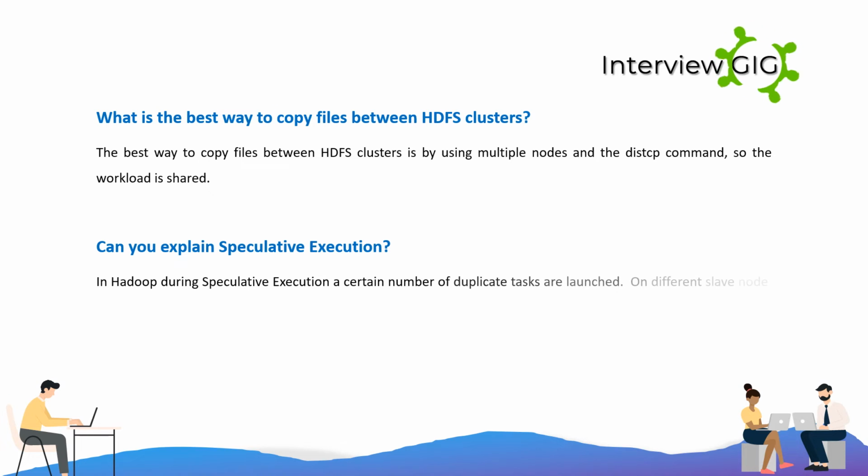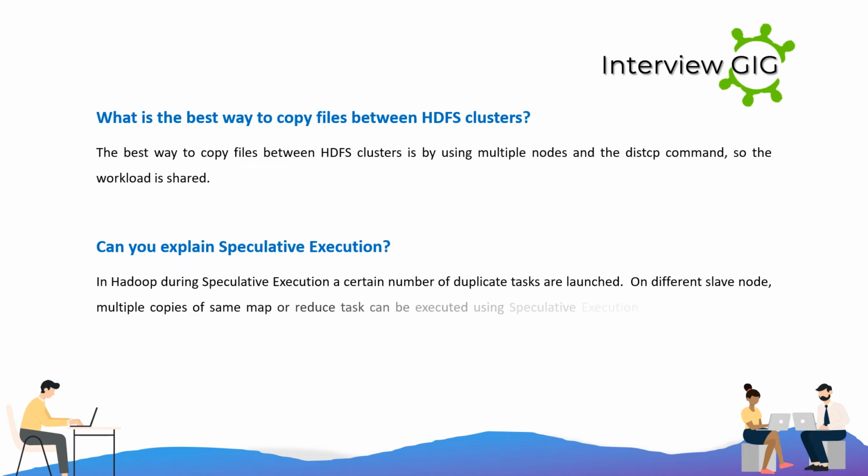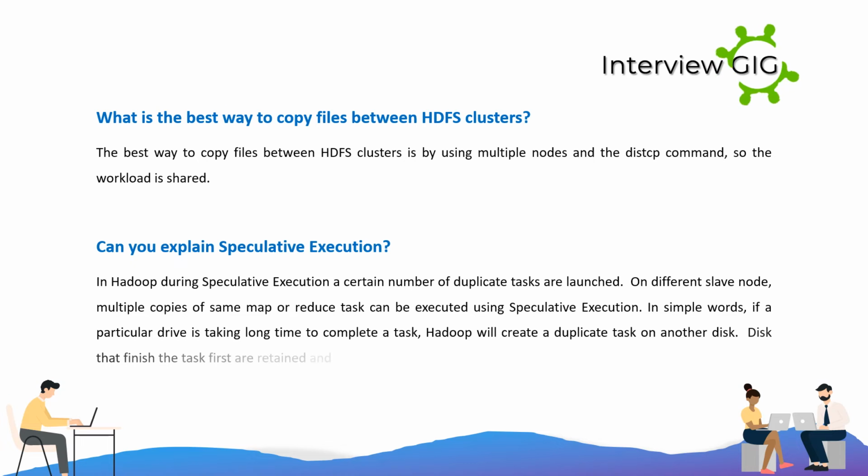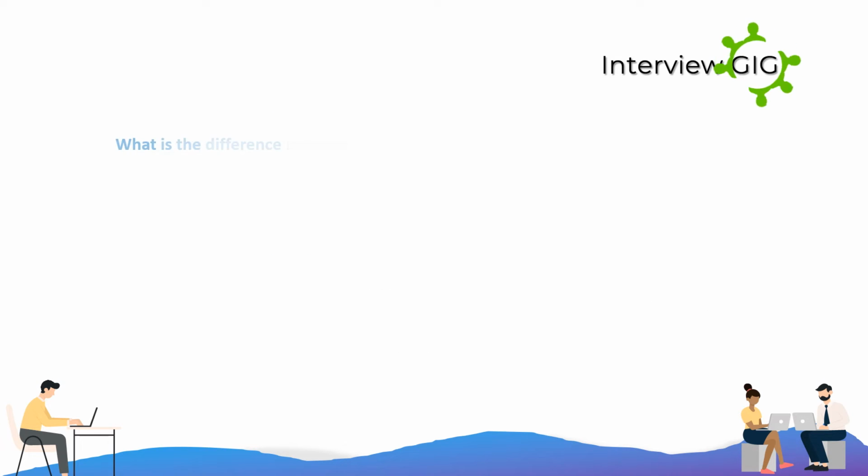Can you explain speculative execution? In Hadoop, during speculative execution, a certain number of duplicate tasks are launched. On different slave nodes, multiple copies of the same map or reduce task can be executed using speculative execution. In simple words, if a particular drive is taking a long time to complete a task, Hadoop will create a duplicate task on another disk. The disk that finishes the task first is retained and the disks that do not finish first are killed.